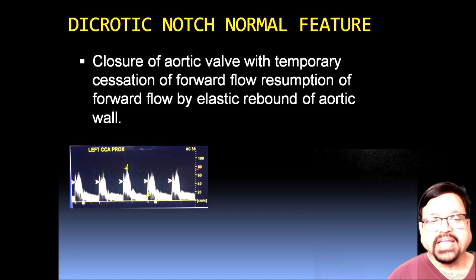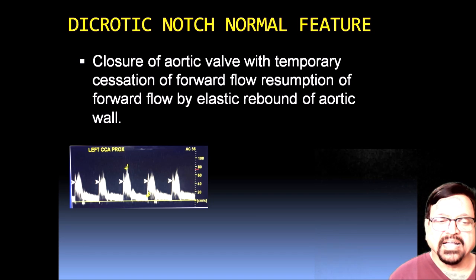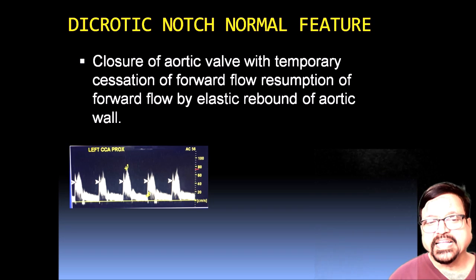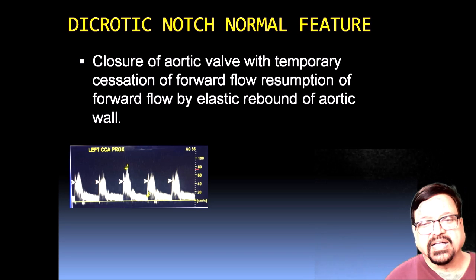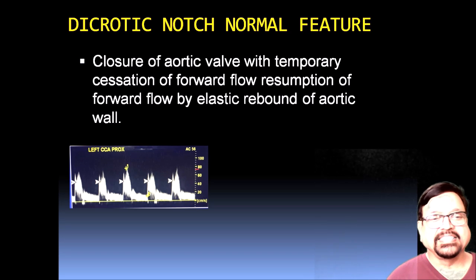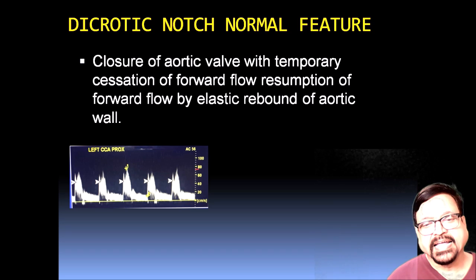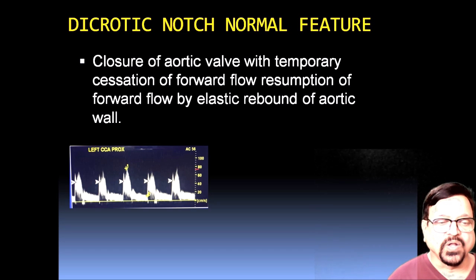Now we are finding a diastolic notch in the picture. Now what causes it? It is the closure of the aortic valve with temporary cessation of forward flow, and then resumption of the forward flow by elastic rebound of the aortic wall. So it is this mechanism which causes this notch.